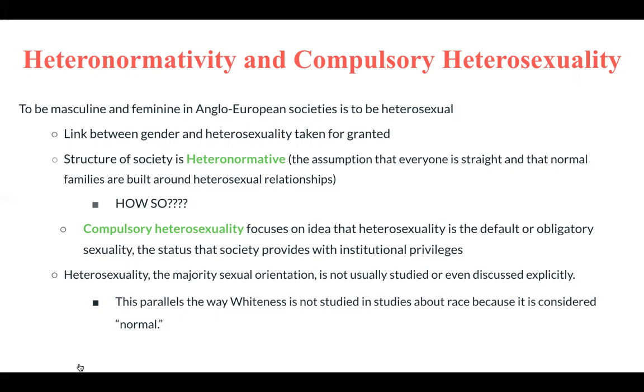Dolls and cake toppers, they automatically come in this heterosexual pairing, or they build stories around this heterosexual pairing. All of this is what we mean when we say heteronormative. And going along with this idea of heteronormativity is that gender and the link between gender and heterosexuality is basically taken for granted, is this idea that heterosexuality is compulsory. So compulsory heterosexuality just focuses on the idea that heterosexuality is the default or obligatory sexuality.